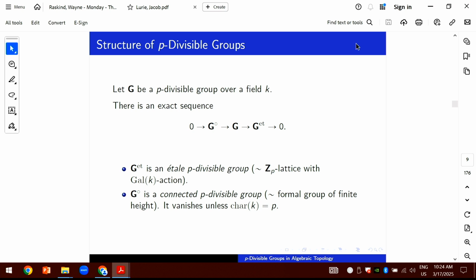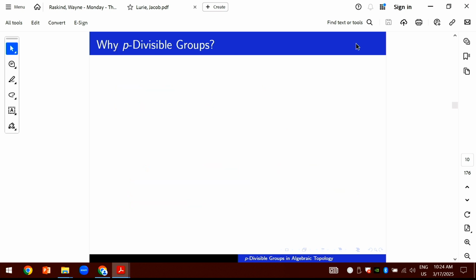And so over fields of characteristic p, if you apply this to an elliptic curve, you get the invariants that I talked about earlier. The étale part has to do with the Tate module. The infinitesimal part is the formal group of the elliptic curve. And the p-divisible group is some amalgam of the two. OK, so why would you want to consider this amalgam of the two? What does it buy for you?